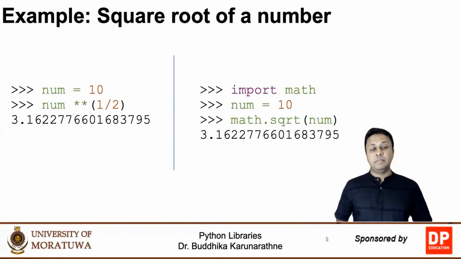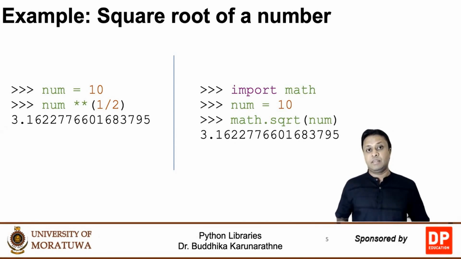Now let's look at a simple example. Say we need to find the square root of a number. Very simple thing. So how would you do this in Python? What we can do is we can use the exponentiation operator, which is given by the double asterisk symbol, and raise the given number to the power of 1 over 2, or in other words, half. That will give you the square root of the number.